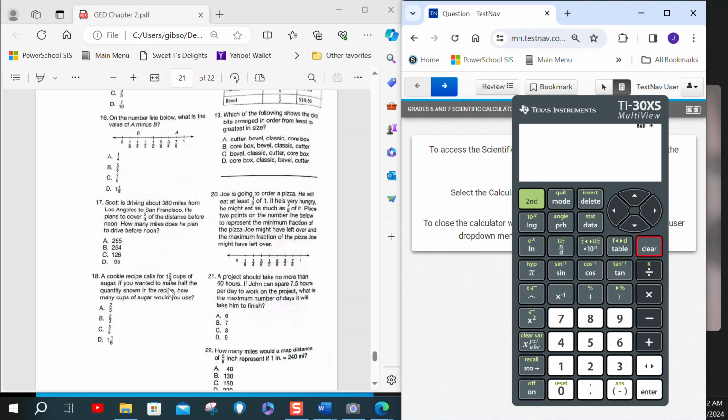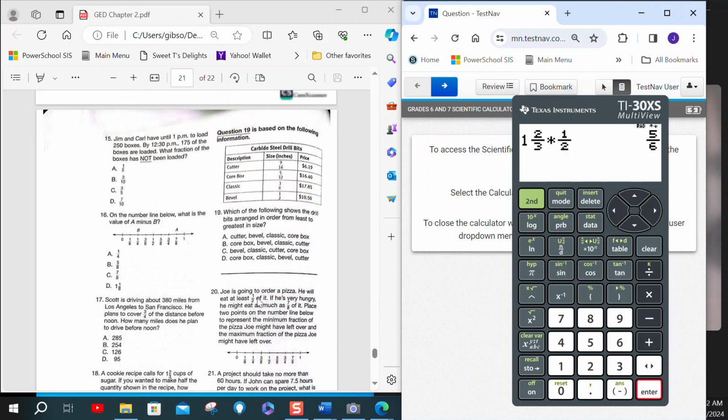Of means multiplication. So they want us to make half. So we'll do this mixed number, second, and then N over D. So you have 1, arrow 2, down arrow 3. So 1 2/3 times the fraction of, it says half the quantity. So it'd be 1 over 2. And press enter. So it'd be 5/6, which is C.